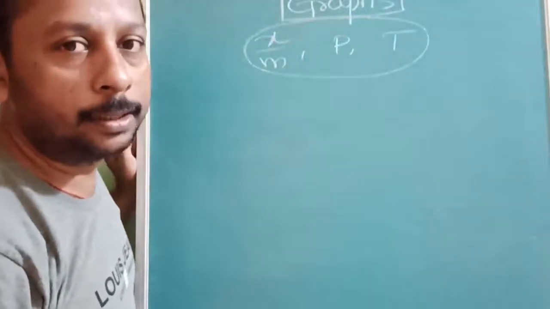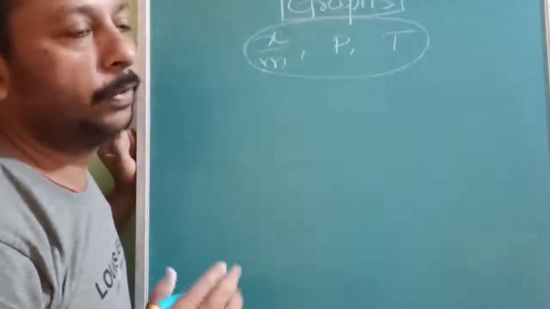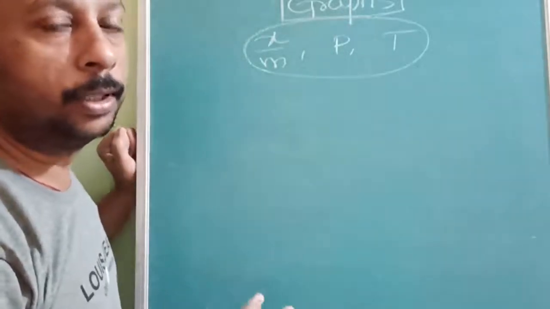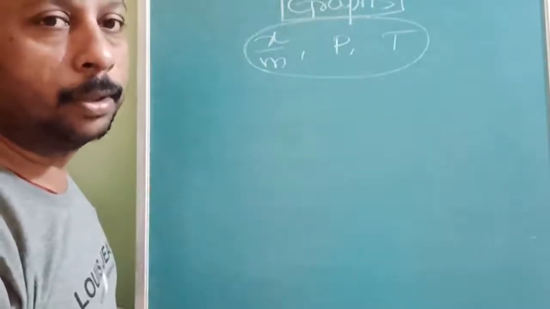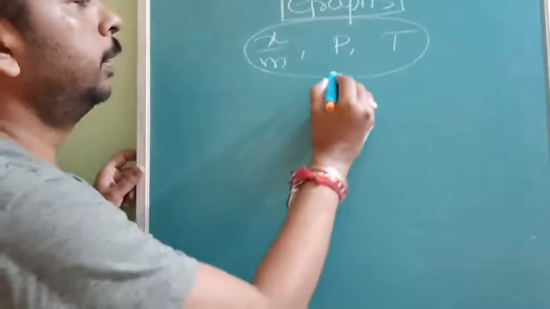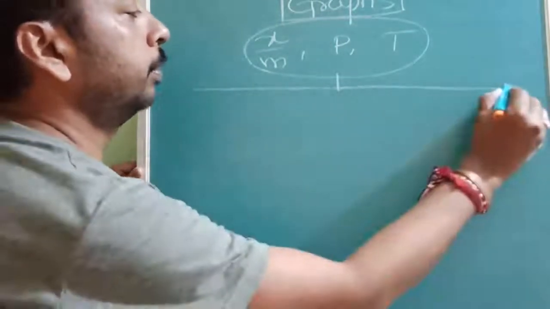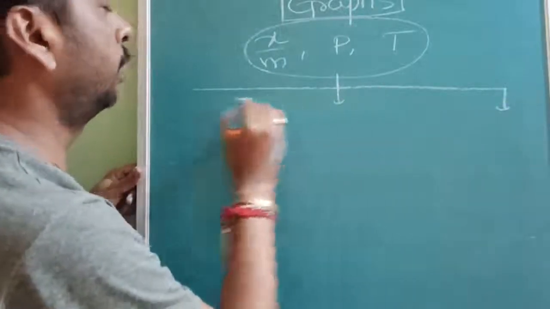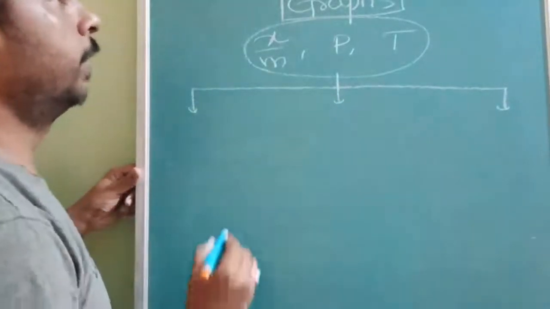Just like in the states of matter, we know that when you have more than two variables, one variable is kept constant. Like this, here also there will be three types of graph possible. Three types of graph possible.